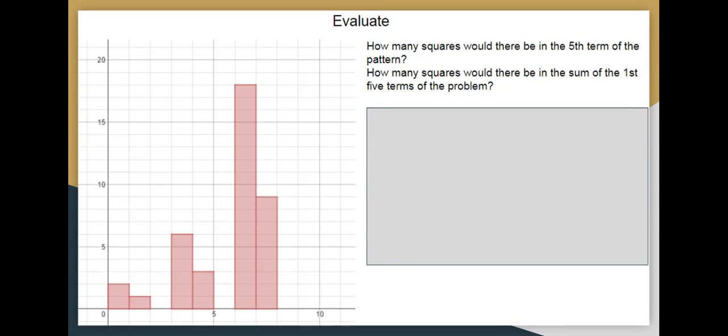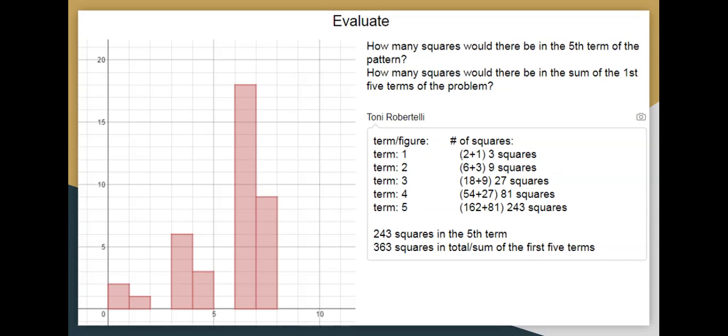Same thing as before. We want to figure out how many are in the fifth pattern and what's the sum. So again, we want squares total. They're adding up all of those pieces. So 2 plus 1 is 3, 6 plus 3 is 9. We have 18 plus 9 is 27. And we're increasing by 3 times the amount each time. So that's where the 54 and 27 comes from. And then the 162 and 81 gets us the fifth to be 243 total. And again, we would add up all the total number of squares to get 363.